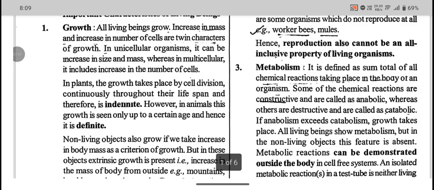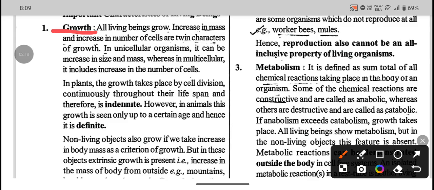The very first characteristic of a living organism is growth. All living beings grow. Growth can be understood in two ways: increase in mass and increase in number of cells, the twin characteristics of growth. In a unicellular organism, growth can be understood as increasing size and mass, whereas in multicellular organisms, growth is characterized by the increase in number of cells.